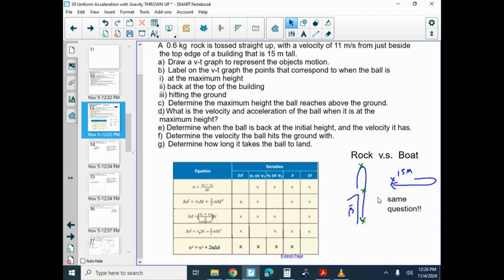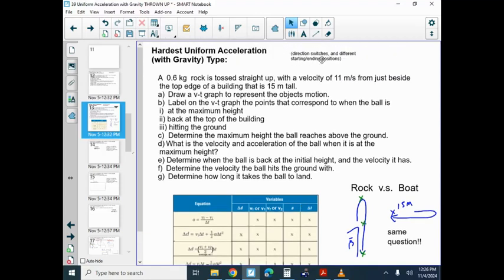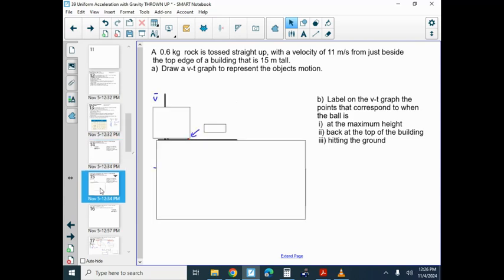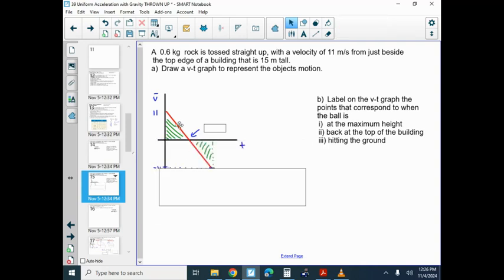So this is a similar question, at least anyways, to the challenge question from lesson 33, because we have a direction change, right? So that's what makes this a little harder. So pause and try if you want. We'll label a VT graph, and it should look like this, right? So we should start with a velocity upwards of 11, and that velocity is going to change as we go and so on, right?